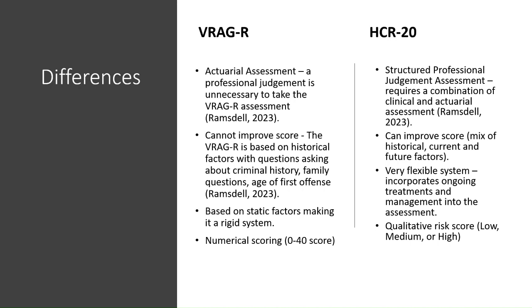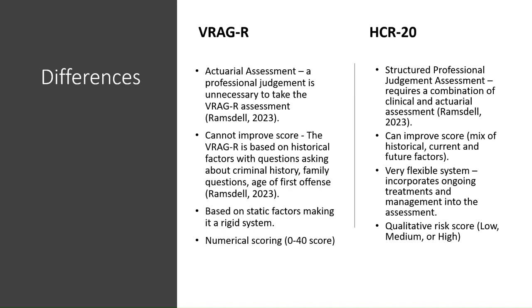The VRAG-R is an actuarial assessment, meaning professional judgment is unnecessary to take the VRAG-R assessment, so it is completely statistical, and the HCR-20 is a structured professional judgment assessment. Therefore, it is a mix of clinical and actuarial. It does have statistical items, but the clinical opinion is also required for the HCR-20.